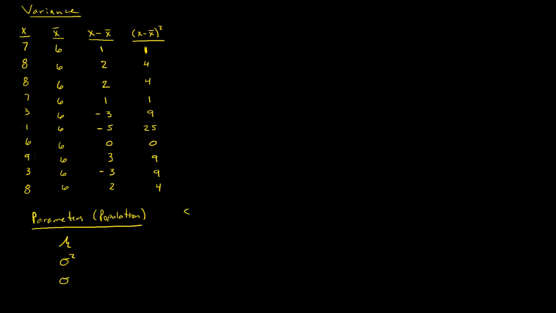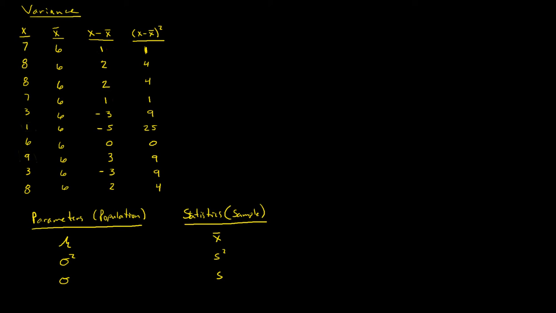And then we have these things called statistics. These are based on the sample that comes from the population, and they're our best estimate of what's actually happening in the population. So the mean we denote as x bar, the variance has now become s squared, and standard deviation becomes s.